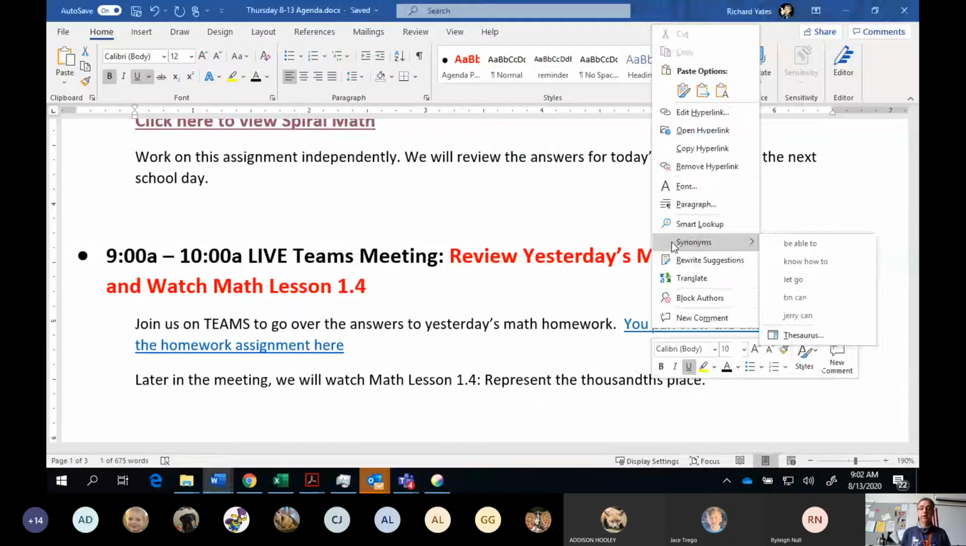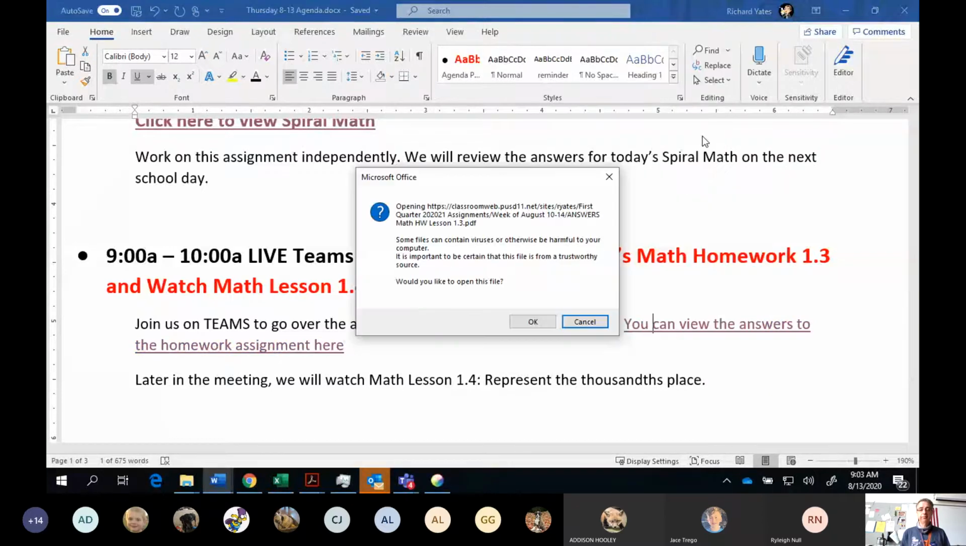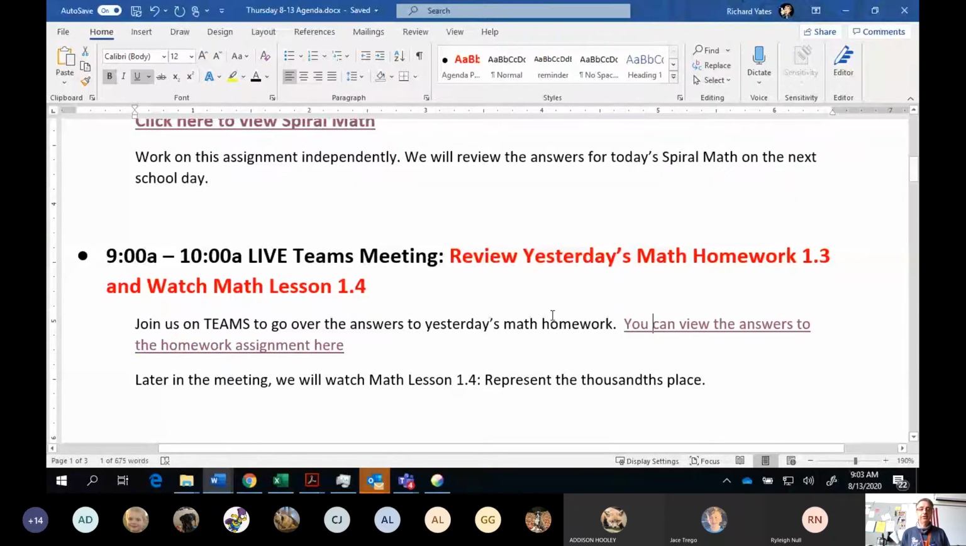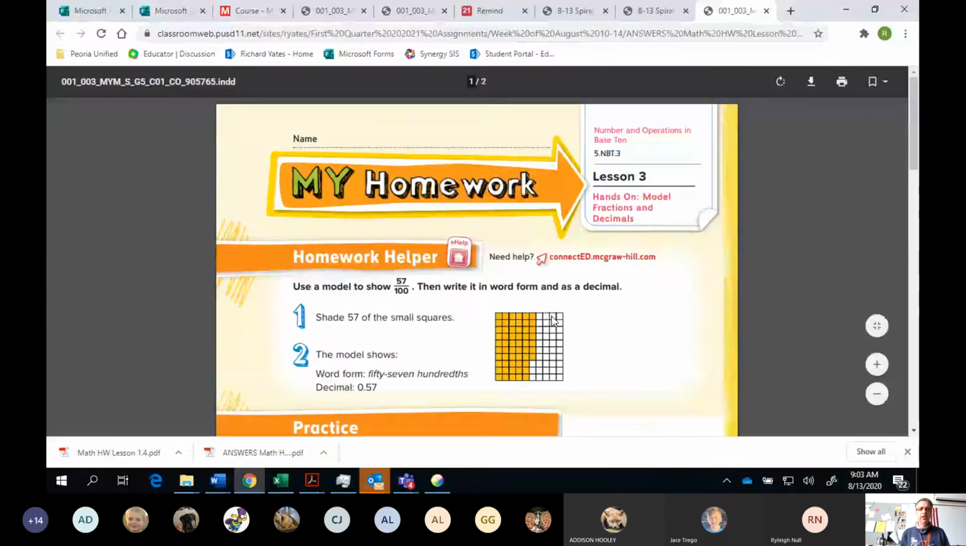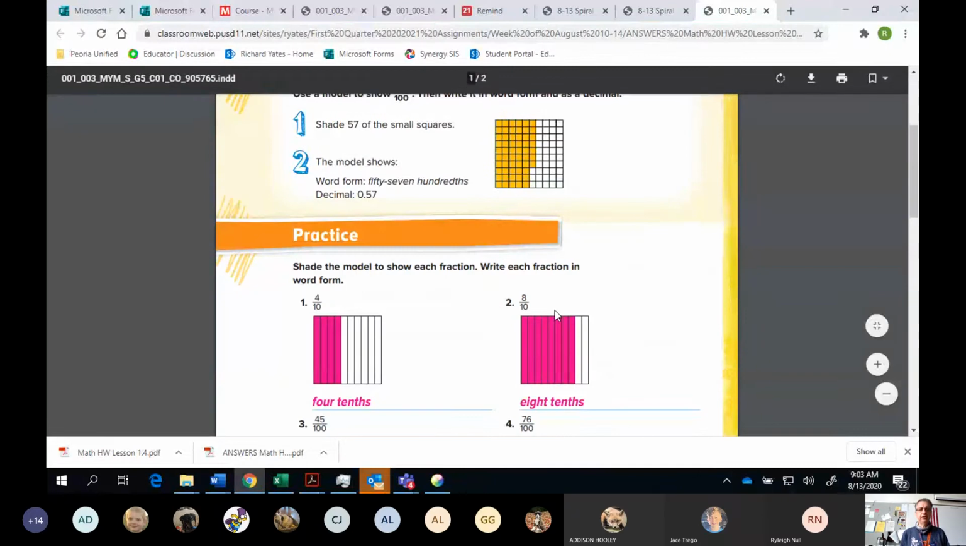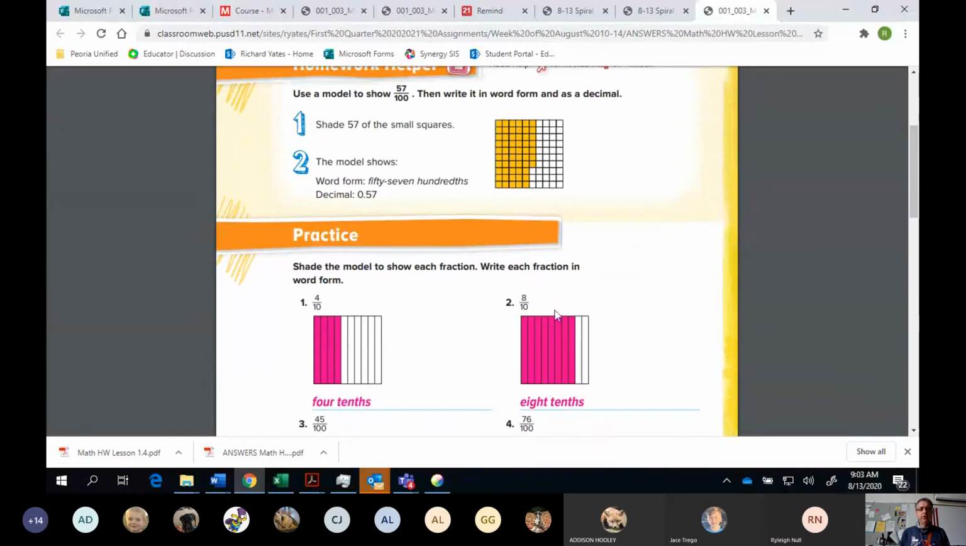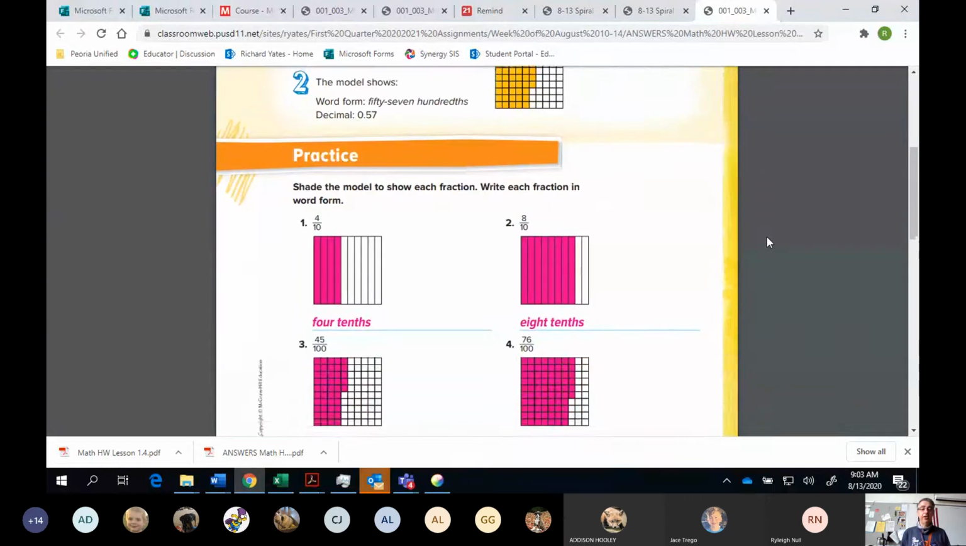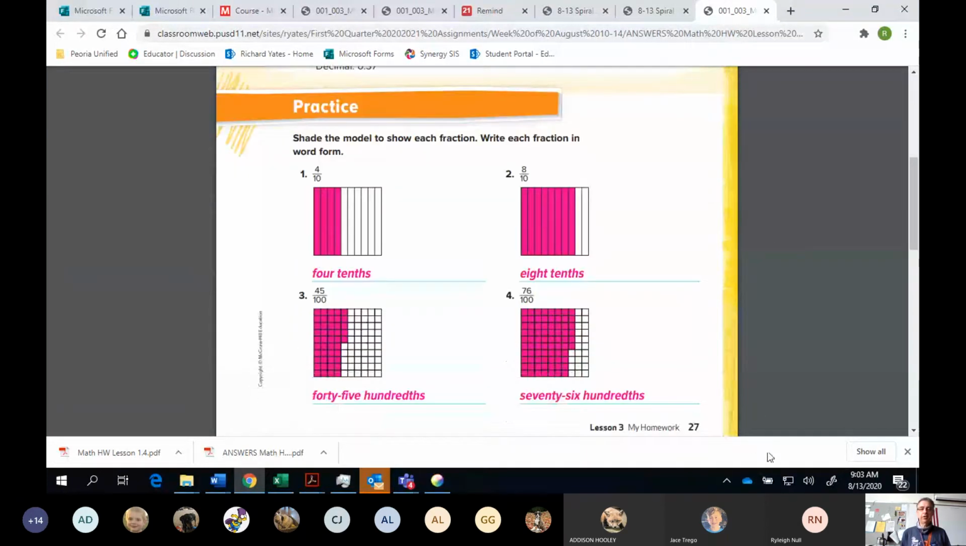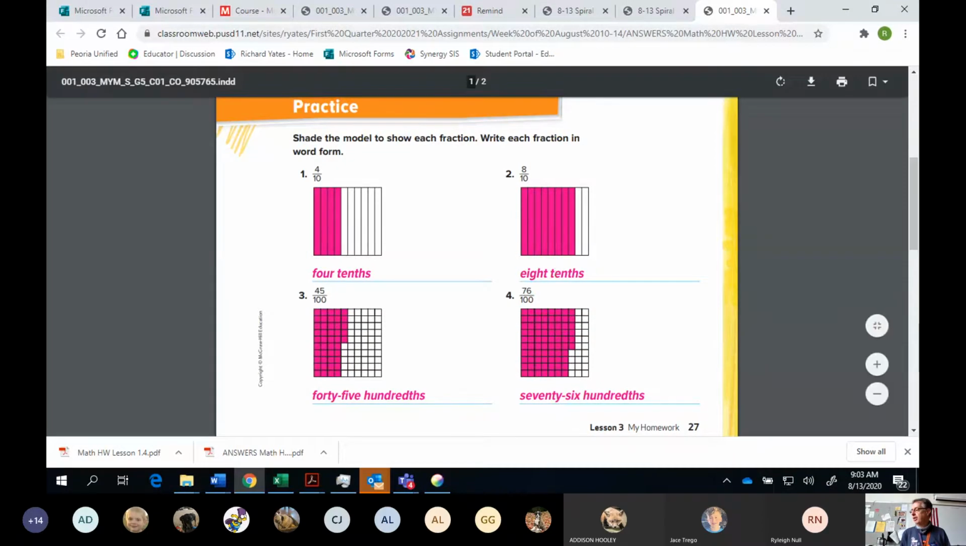Later on, if you miss this part of the meeting and you just want to look at the answers on your own, you can do that too. Just make sure that if you have any questions, you email us so we can help you, if there's something about the homework you're not sure how we got that answer. If you use the printout, you can just use the printout and shade the things in. If you didn't use the printout, I want you to make sure that you draw out these models for me. So we're going to go ahead and get started.